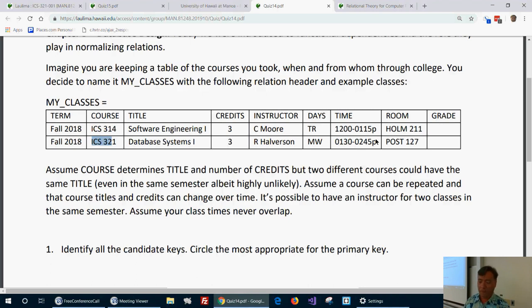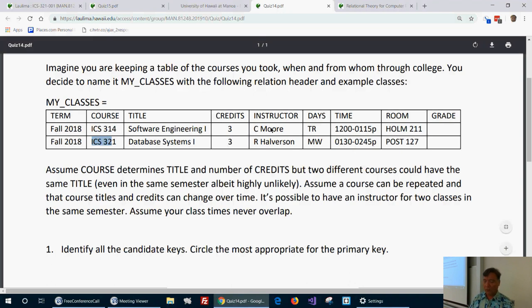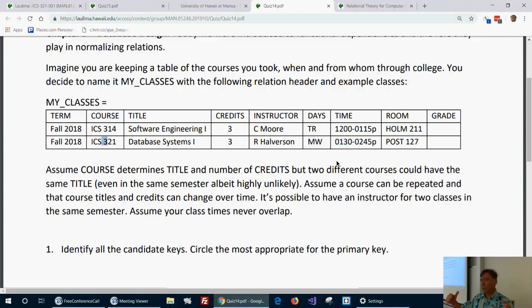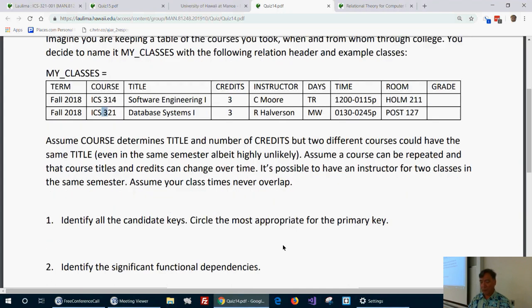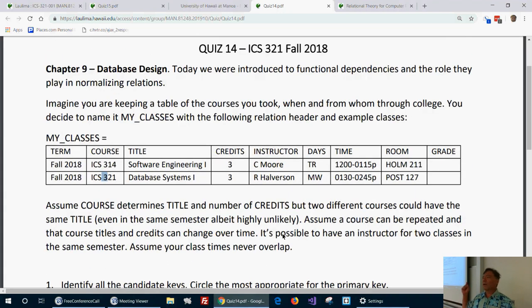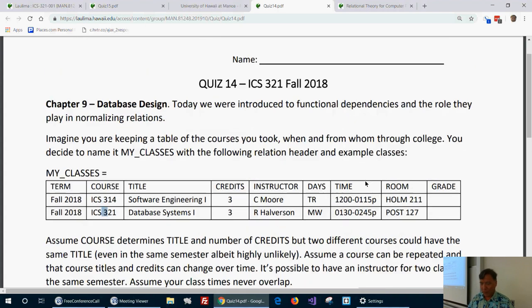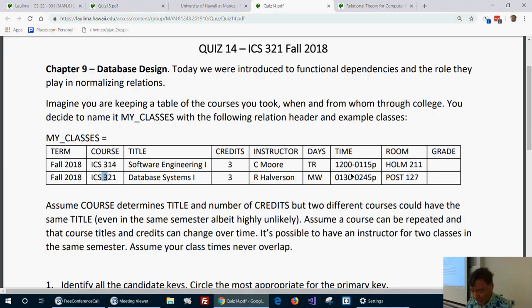One determines the other. So 321 determines this, and you can say this determines 321. Both of those functional dependency relationships will be in your list, but you're only going to have one relation, only one table. You're going to have two of the same tables, one where the primary keys are defined differently. That's because you generally choose a convention.